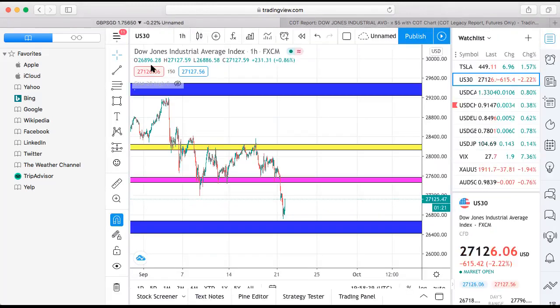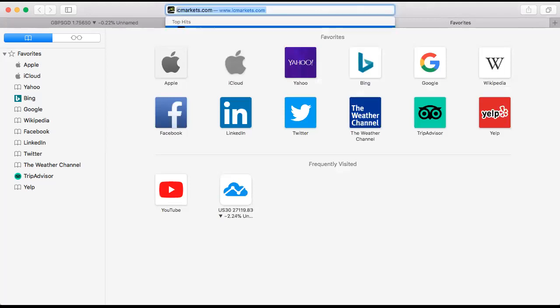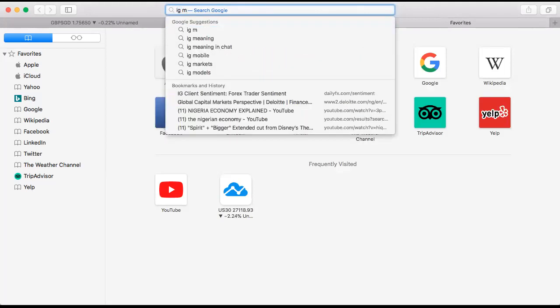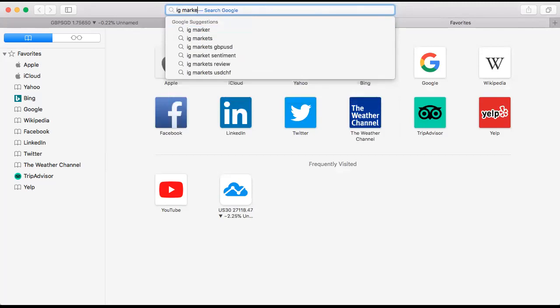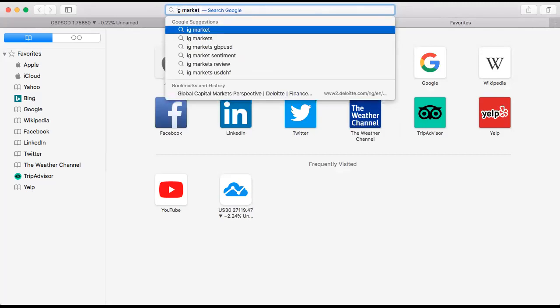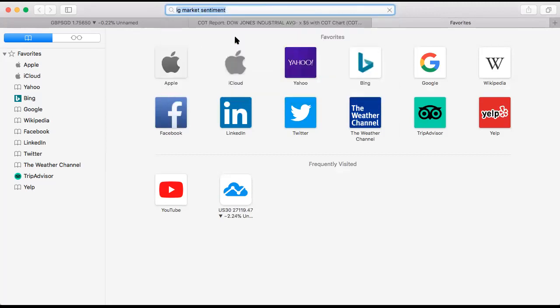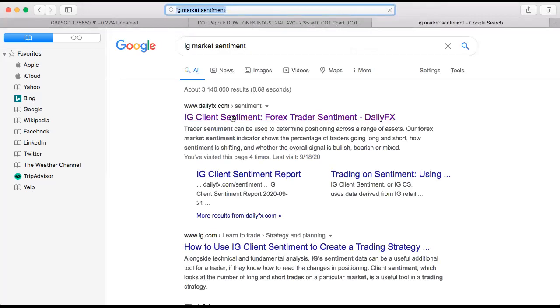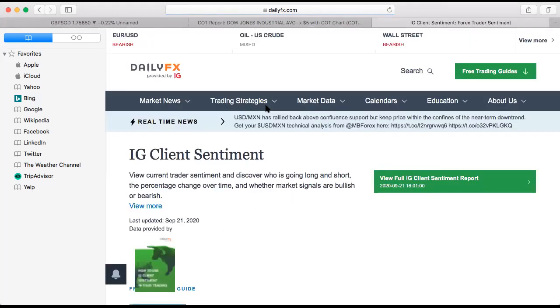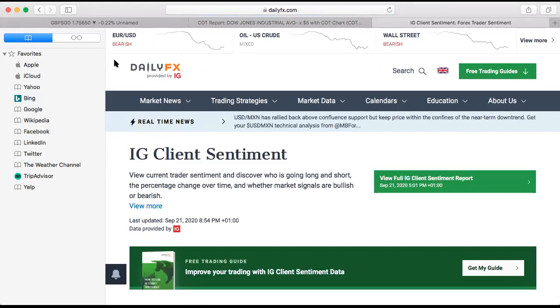Okay, so coming back here, and since today was Monday, the next thing I do is check my IG market sentiment. Now this just tells me what traders are doing. Now I do this for all pairs, any pair I'm trading. This is exactly what I do. Now since we're doing a top-down analysis on the US30, I want to go down to see what exactly traders are doing on the US30.